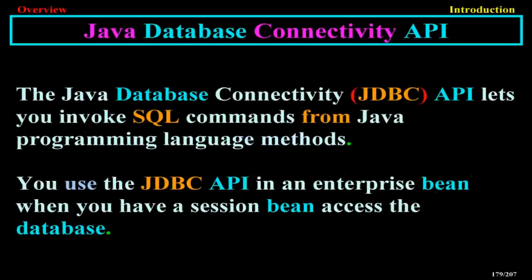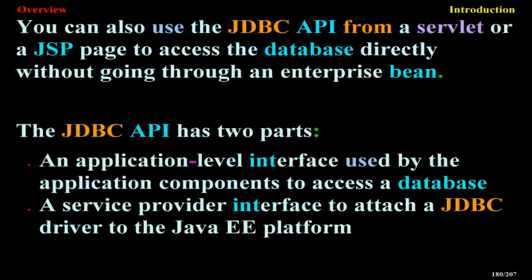Java Database Connectivity API. The Java Database Connectivity (JDBC) API lets you invoke SQL commands from Java programming language methods. You use the JDBC API in an enterprise bean when you have a session bean access the database. You can also use the JDBC API from a servlet or a JSP page to access the database directly without going through an enterprise bean. The JDBC API has two parts: an application-level interface used by the application components to access a database, and a service provider interface to attach a JDBC driver to the Java EE platform.